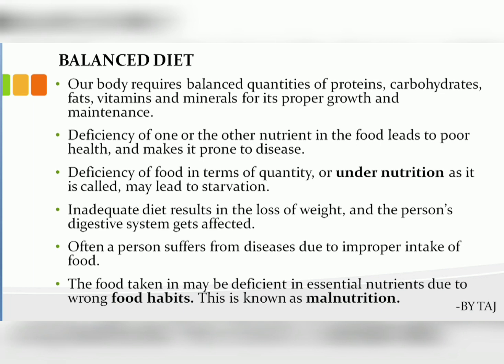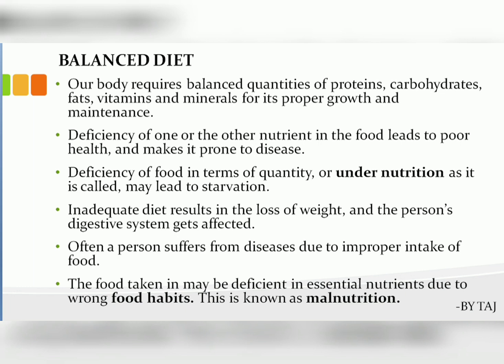Deficiency of food in terms of quantity, or undernutrition, is called malnutrition, and may lead to starvation. Inadequate diet results in loss of weight, and the person's digestive system also gets affected. Often a person suffers from diseases due to improper intake of food. The food taken in may be deficient in essential nutrients like macro and micronutrients due to wrong food habits. So this we call malnutrition, deficiency in nutrition. Understood? So this is about the balanced diet.